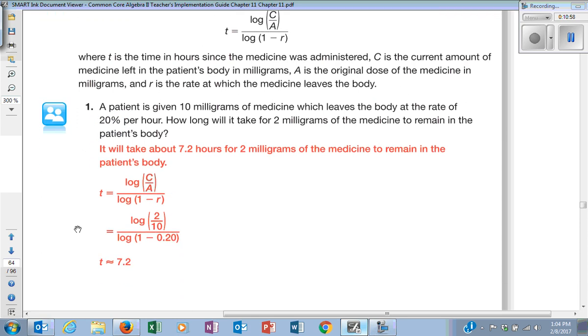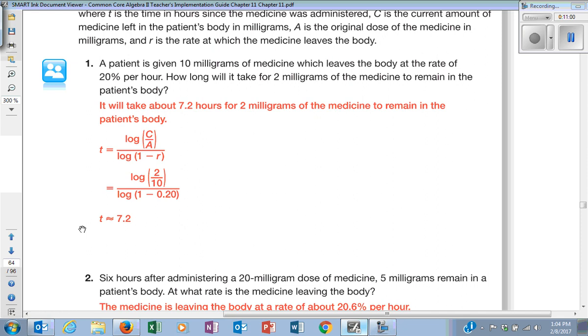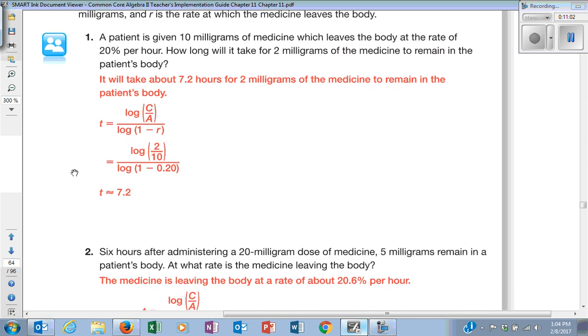We cannot use percentage. And then in my calculator, if it was me, when I go to do this, I would know that 1 minus this is a 0.8. So in my calculator, I would hit 2 divided by 10. I would hit log, and that would get me this number up here. I would then hit divide, and then again 0.8, then log.